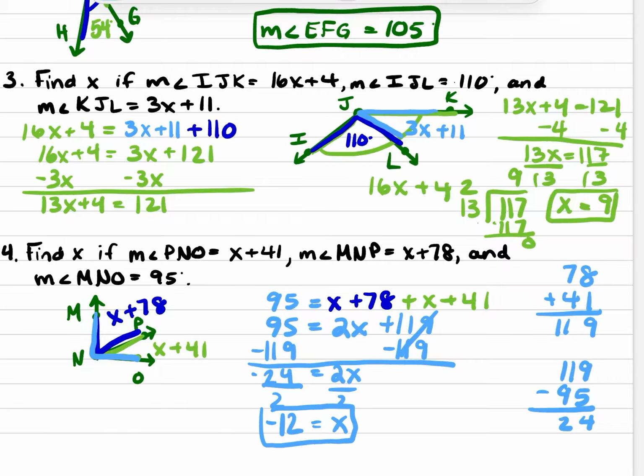And that's totally fine because x is not representing an angle, x is representing a number. And when we put negative 12 in for x, negative 12 plus 41 is still a positive answer. So the measure of angle PNO is still a positive measure. And same for the measure of angle MNP, negative 12 plus 78 is still a positive answer.